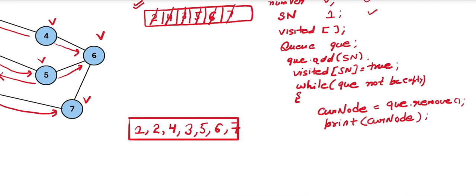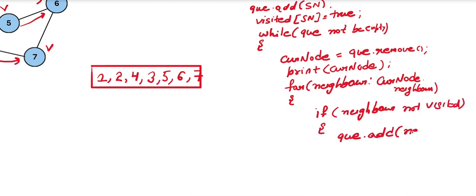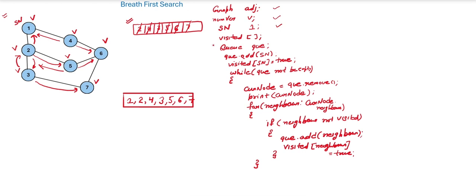Now we will look for the neighbors of this current node, so we will run a for loop over the neighbors of this current node. If the neighbor is not visited, then we will add that neighbor to the queue and mark this neighbor as visited. That's it. It is a very simple algorithm, but it helps to solve many problems. Now let's implement the code.